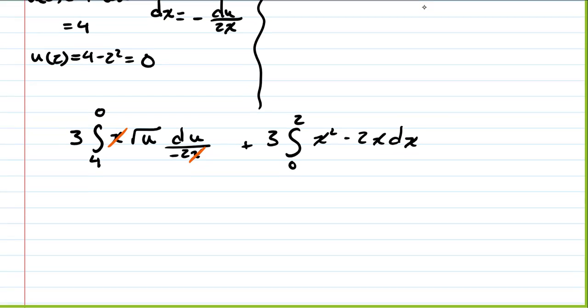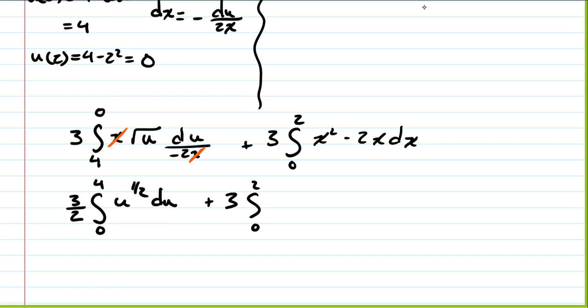So now we've got a minus in our integrand, so if we change it to a positive, we can reverse our limits of integration and pull our 2 out in front. So we get 3 over 2, and now we have the integral from 0 to 4, rewriting the square root of u as u to the 1/2 du. So remember, you get the negative of the integral if you reverse the limits of integration. So to get rid of that minus with the minus 2, we just reversed our limits of integration. And then plus 3 times the integral from 0 to 2 of x squared minus 2x dx.